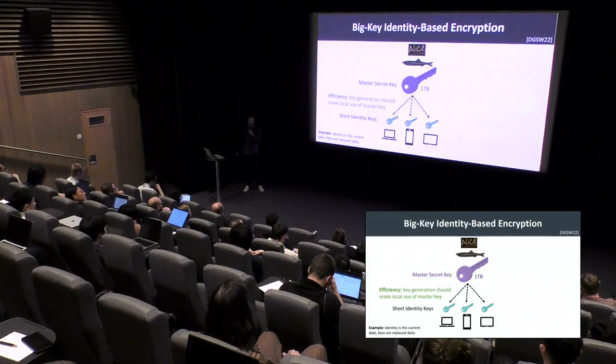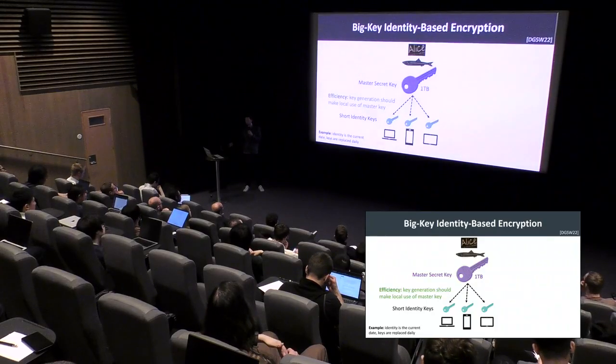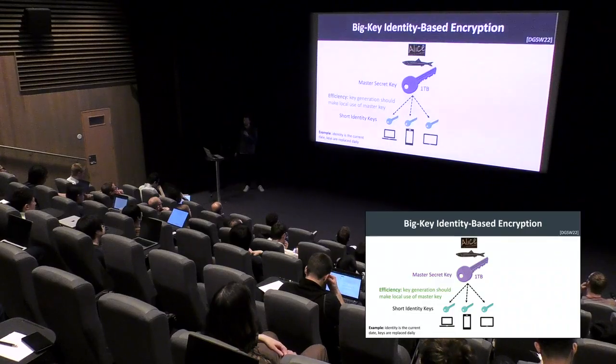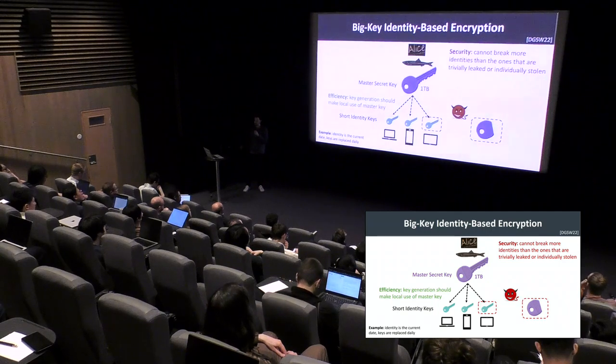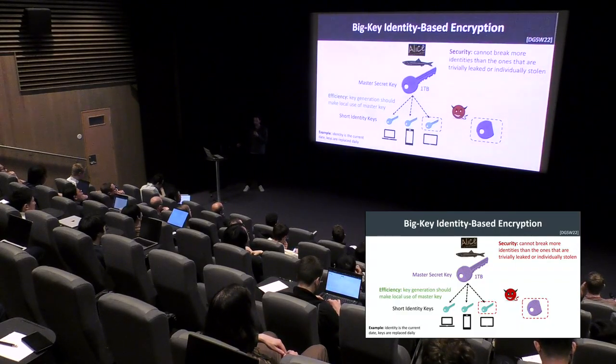And we want the property that we can generate these short keys given local use of the master key. So in particular, these should be independent of the master key length. Okay, so that's basically the functionality here. So how does security change? Well, basically we want that the adversary cannot break more identities than the ones that it individually steals and that are going to be trivially leaked by leaking part of the big master secret.